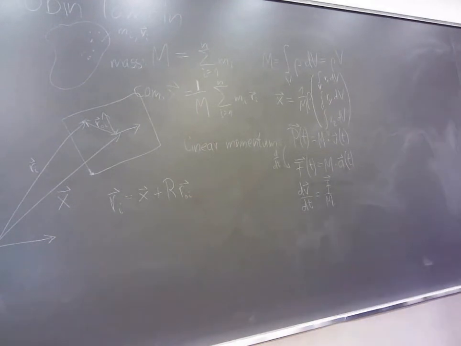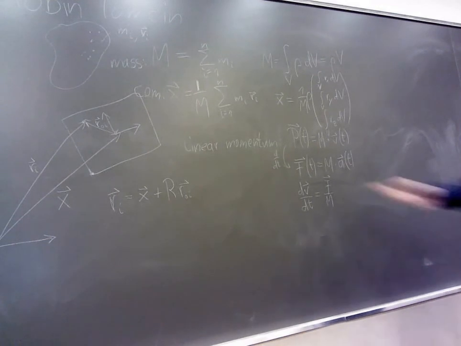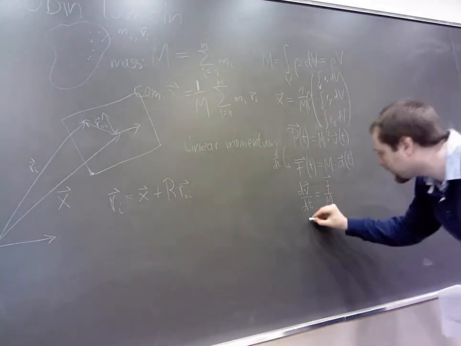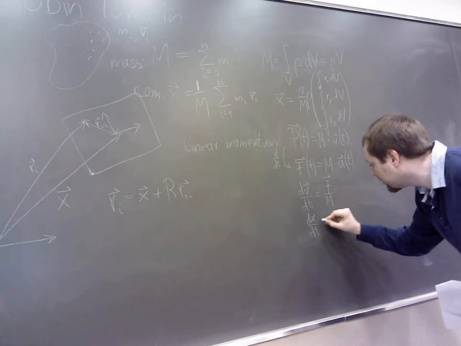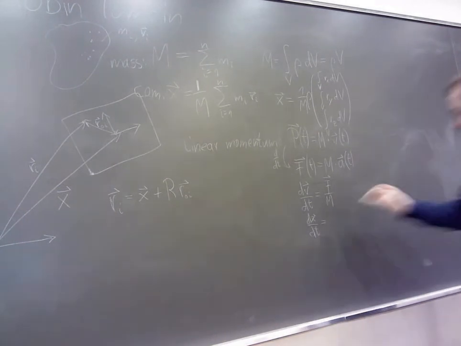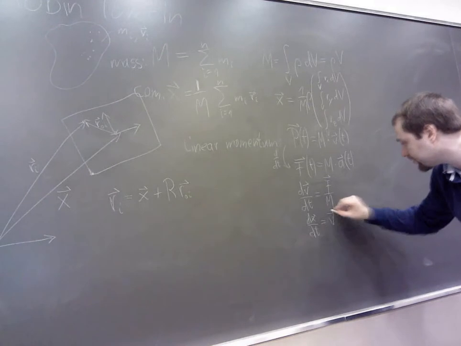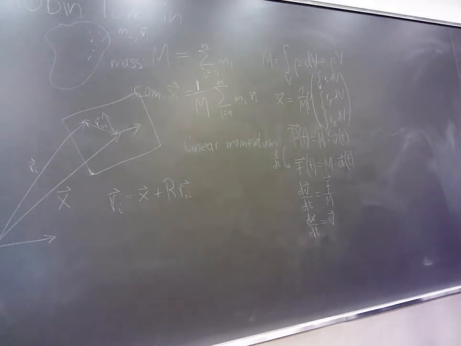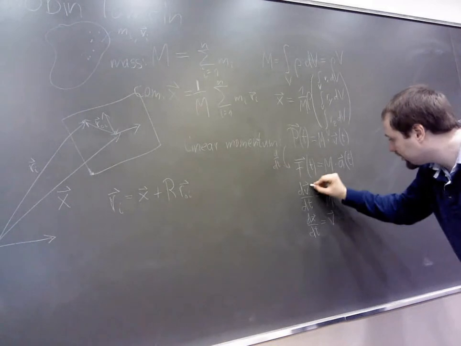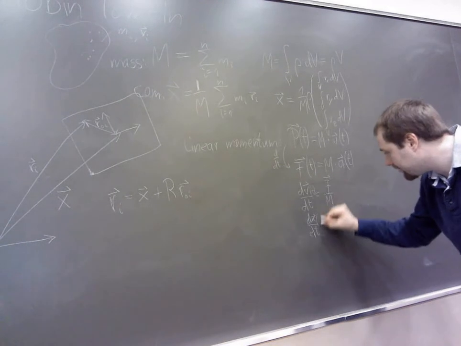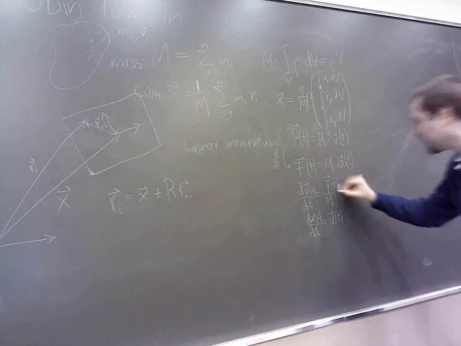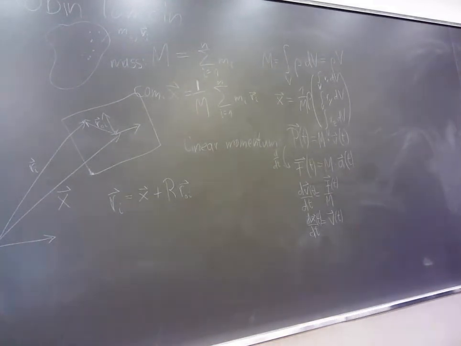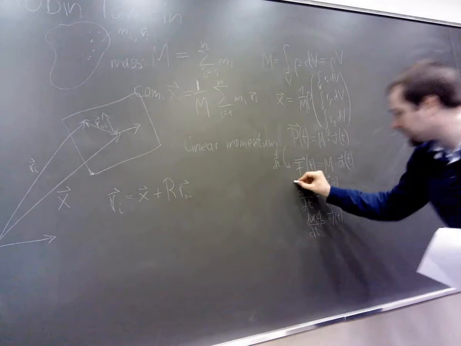And then the position, dx by dt, is just the velocity. Well, of course, this depends on time. Right, so this is our system that we want to solve.